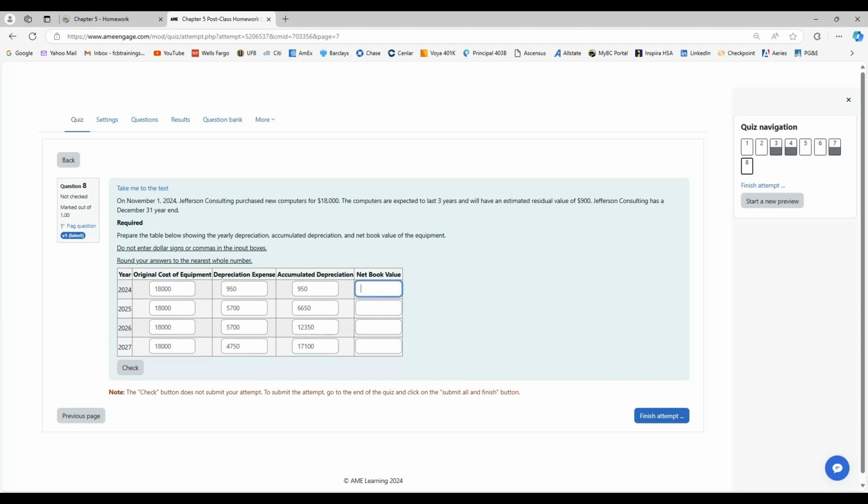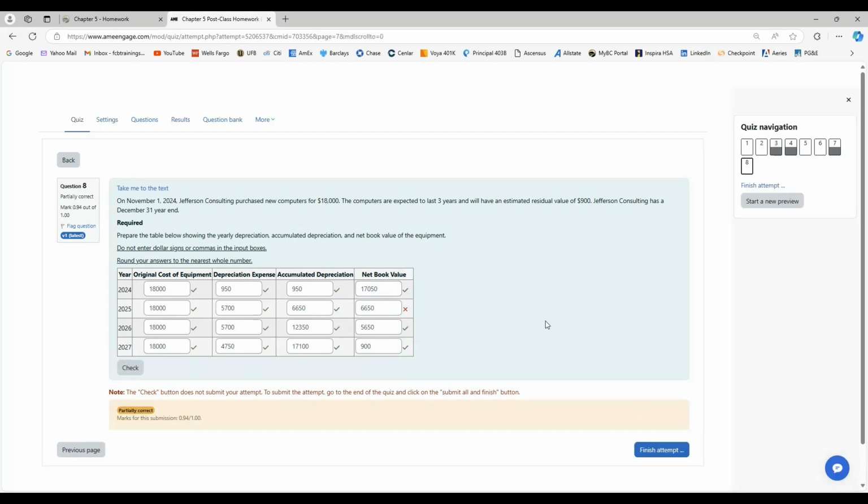And then net book value, remember, it ends up at the residual book value. And this is just taking original cost minus accumulated depreciation, right? Also pretty basic, but you can definitely get confused without understanding the components. So that's why I really wanted to show you in the spreadsheet there.